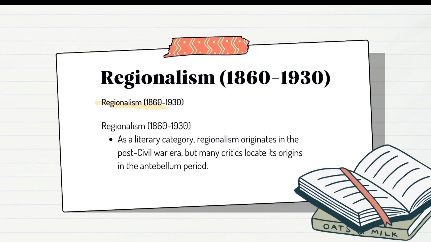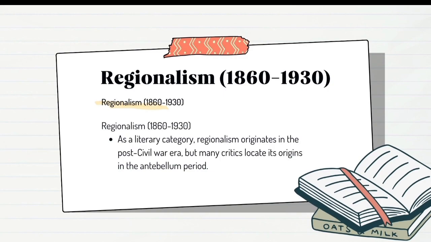Regionalism, 1860 to 1930. As a literary category, regionalism originates in the post-Civil War era, but many critics locate its origin in the antebellum period. Regionalism emerges from the perception of modern geographic plurality. Writers and readers understand a larger unit of space, commonly the national territory, to be diversified at its periphery according to the topographical features, economy, history, dialect, and manners.